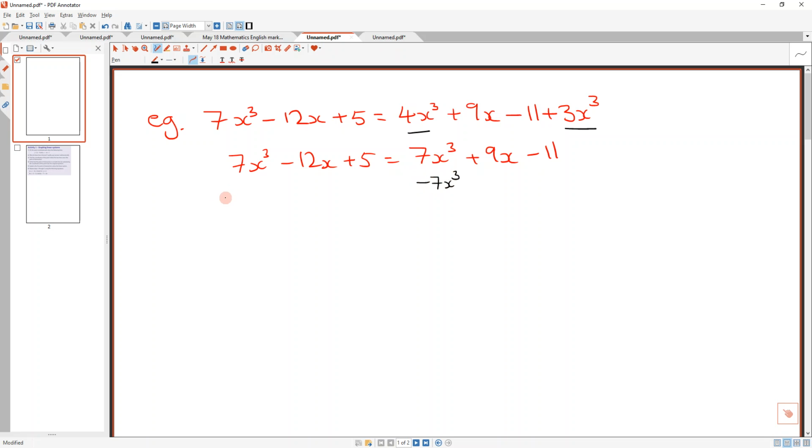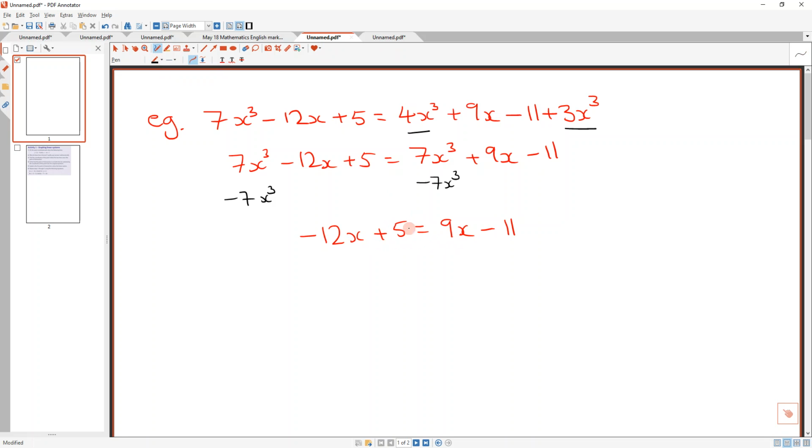Now the nice thing about this is, what happens? Zero. Yeah, I end up with 0x cubed. Do I need to write down 0x cubed? No. No. So what type of equation actually is this? Now it's a linear. It's actually a linear equation, yeah. So I've got minus 12x plus 5 equals 9x minus 11.